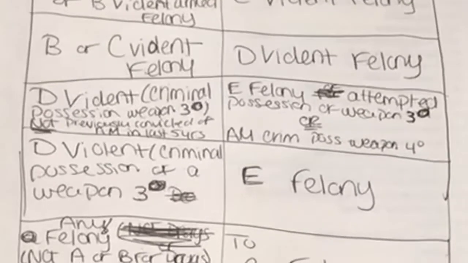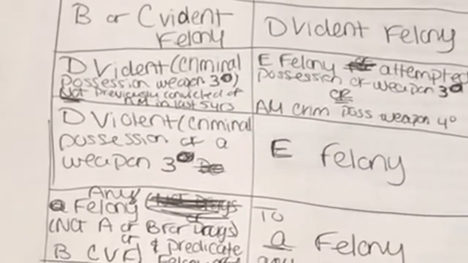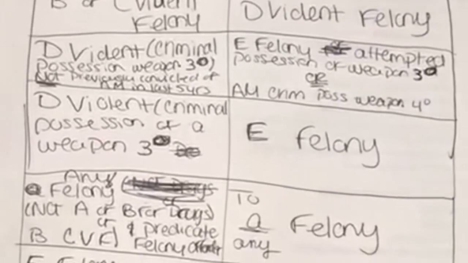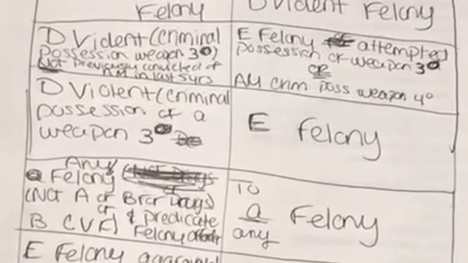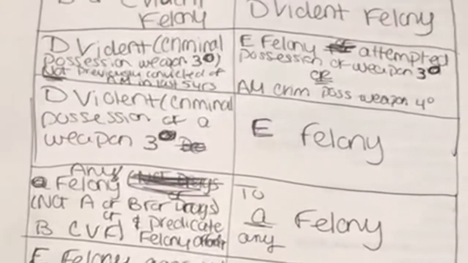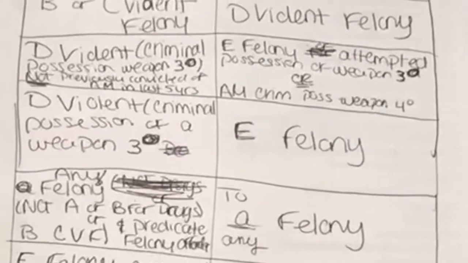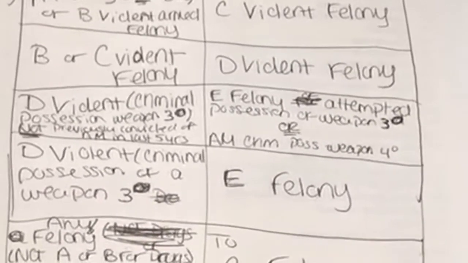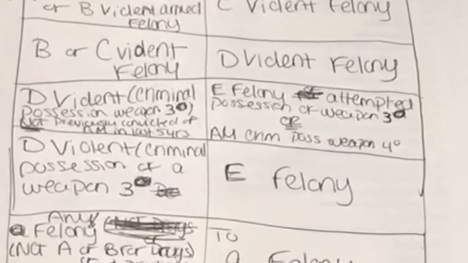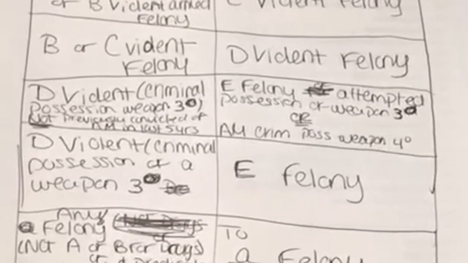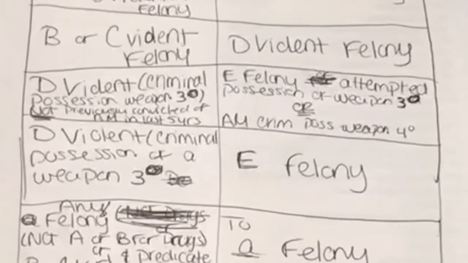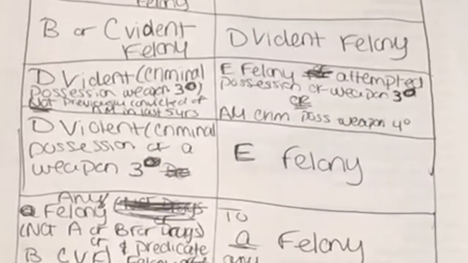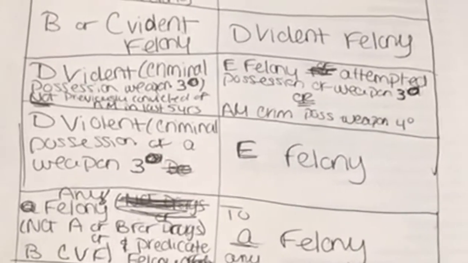A D violent felony of criminal possession of a weapon in the third degree, where the defendant also has not been previously convicted of any A misdemeanor in the last 5 years, the plea must include an E felony of attempted possession of a weapon in the third degree, or an A misdemeanor of criminal possession of a weapon in the fourth degree. A D violent criminal possession of a weapon in the third degree must be an E felony.